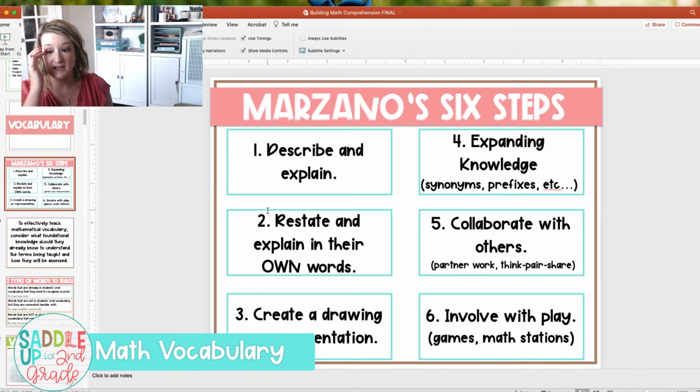Number 4 is explaining knowledge. Number 5 is collaborating with others. And number 6 would be involved with play. That would be games or math stations or things like that. Tonight I'm not going to go too deep into these 6 steps of instruction, but I am going to briefly hit a few of them.